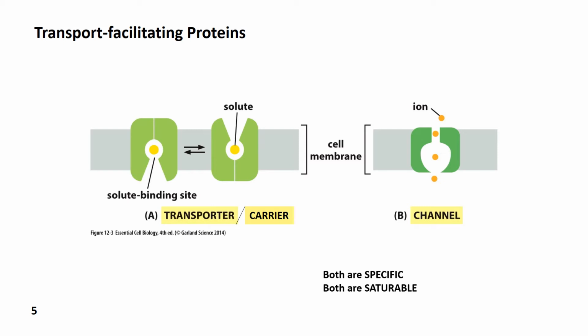can occur. Obviously, movement through a channel, because it doesn't require specific binding, is going to be faster than movement through a transporter or carrier protein. However, both types of transport proteins are going to work at a maximal rate. There's only so fast that molecules can be moved through either.